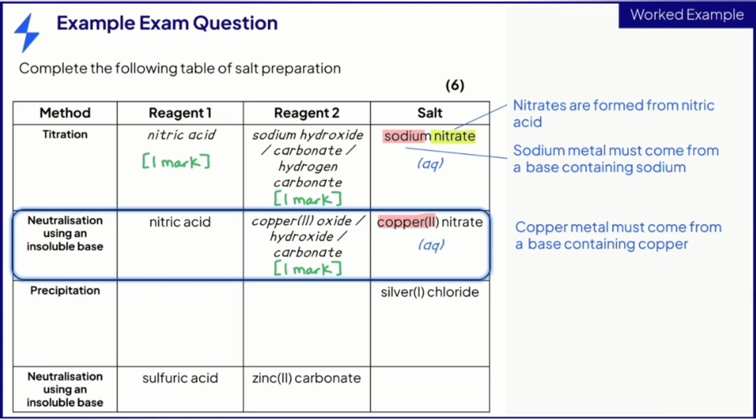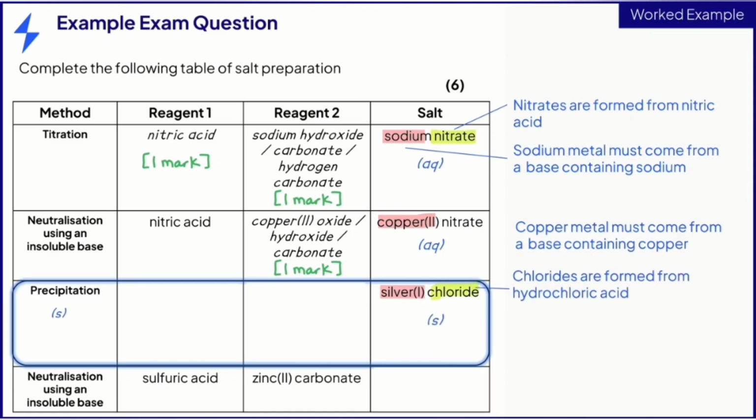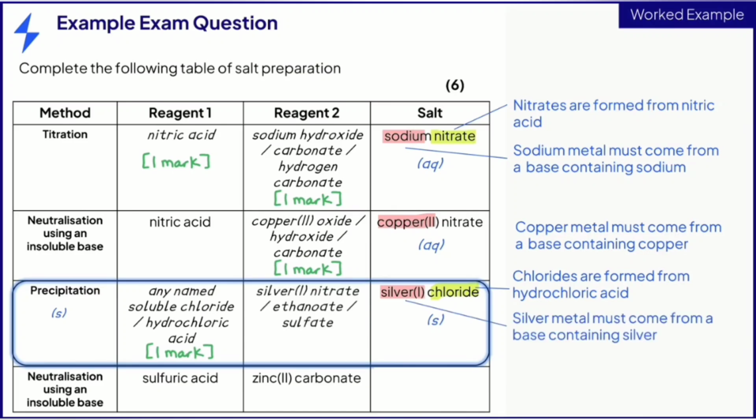Copper would not be an acceptable answer, as copper is too unreactive to react with an acid, as it is below hydrogen in the reactivity series. Silver 1 chloride is formed by precipitation, which means two solutions being mixed together to form a solid or precipitate. Therefore, a soluble chloride salt or hydrochloric acid should be mixed with a soluble silver salt. Remember, all nitrates are soluble.